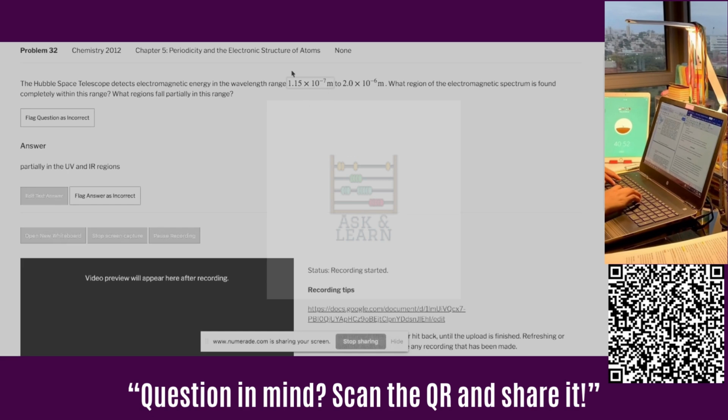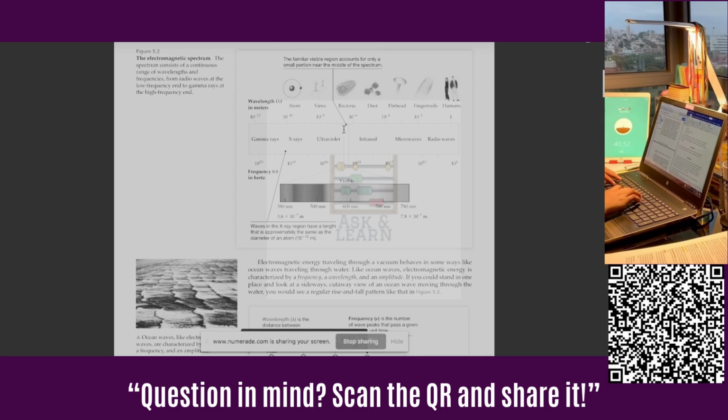So 10 to the negative 7 meters. Let's see. 10 to the negative 7, 10 to the negative 8, 10 to the negative 7 is here. 1.15 times 10 to the negative 7 is a little bit before that. Your visible region for violet starts at 3.8 times 10 to the negative 7, and then it's getting bigger, and then this is 7.8. So 1.15 is before that region. So we're somewhere in this region called the ultraviolet region. Okay, 1.15 times 10 to the negative 7 is in the ultraviolet region.